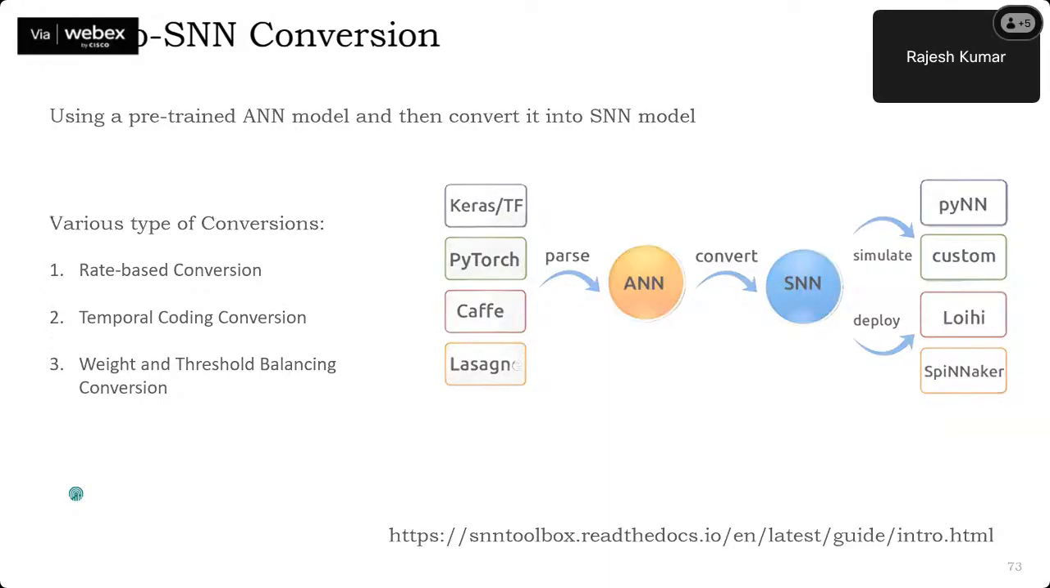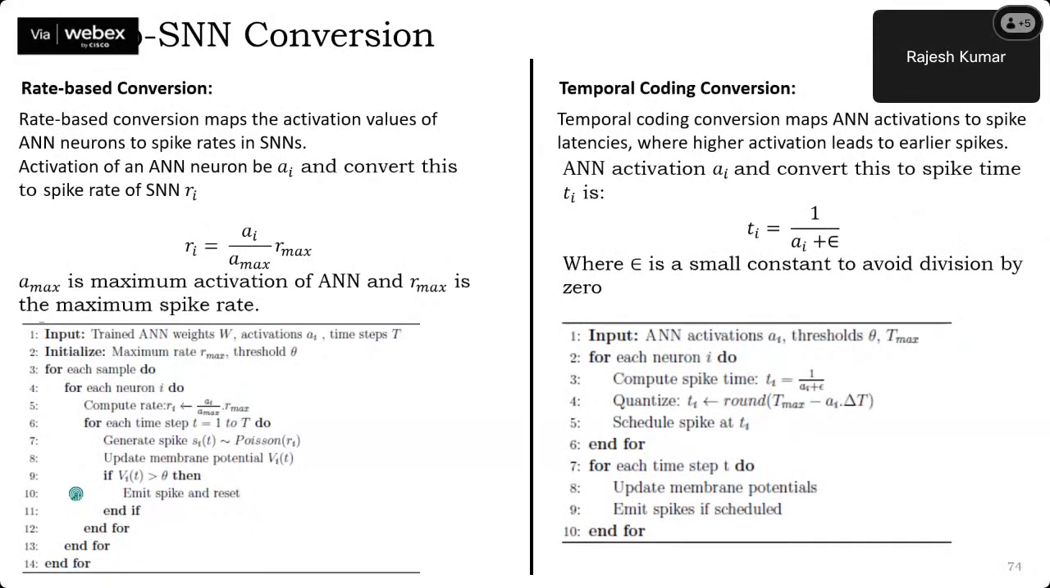So how does it occur? Let's take 3 cases. Rate based conversion, you can check it. What are the steps? Rate based conversion maps activation values, so the activation of the ANN is converted into a spike rate. That's all. So what is the input? The input to the model is the trained ANN weights, activations, and time steps.